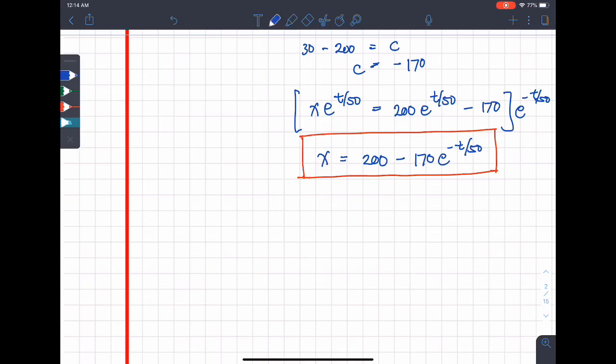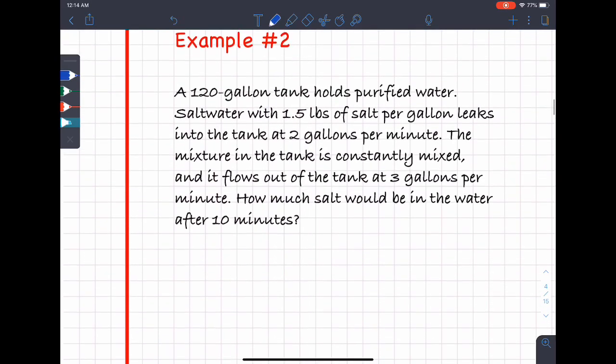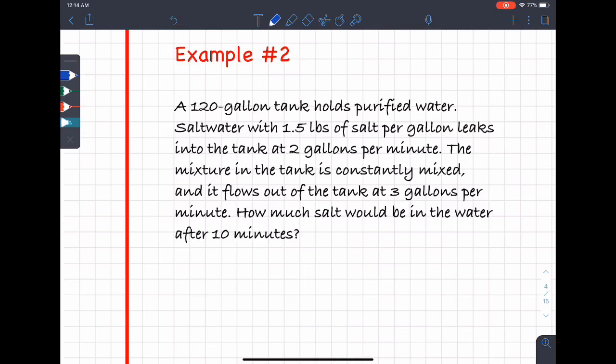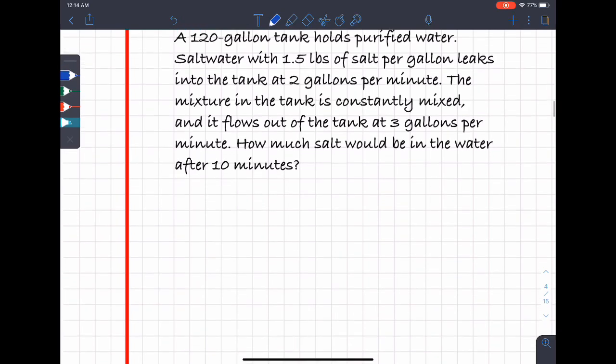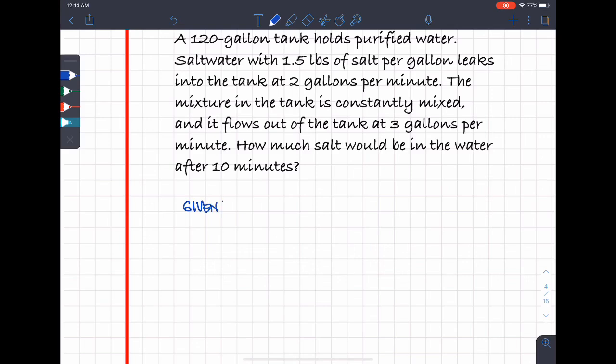So let's proceed with another problem. This time around, we have a 120-gallon tank that holds purified water. Salt water with 1.5 pounds of salt per gallon leaks into the tank at 2 gallons per minute. The mixture in the tank is constantly mixed and it flows out of the tank at 3 gallons per minute. So how much salt would be in the water after 10 minutes? So let's try to visualize our problem, and then we're just going to plug in all that are provided in the problem.